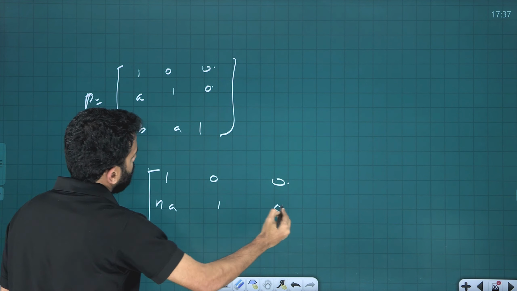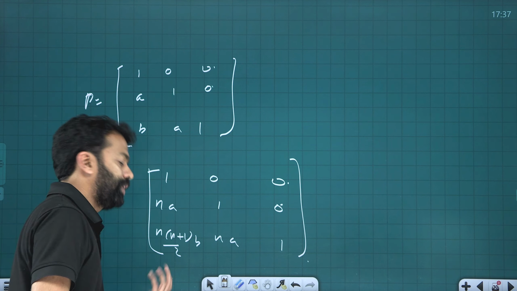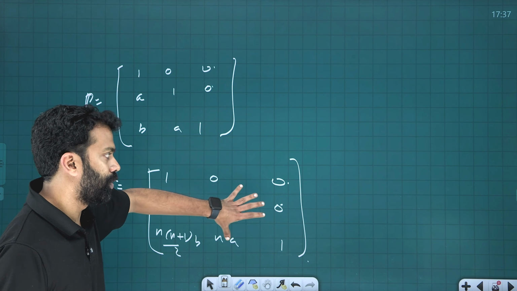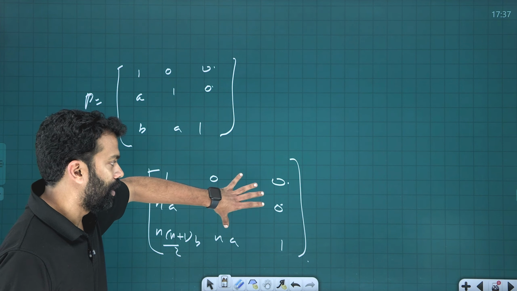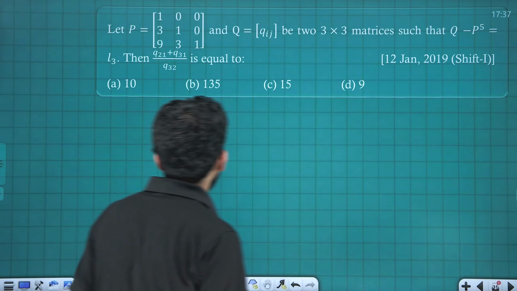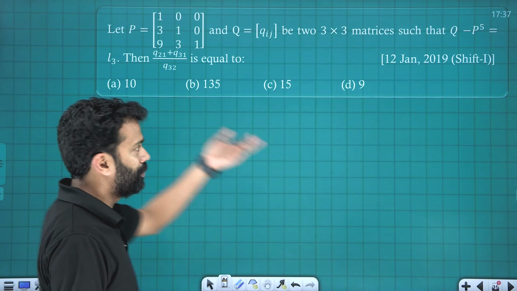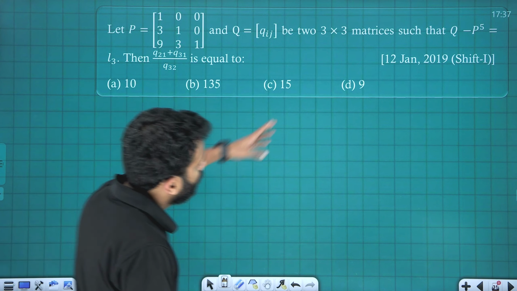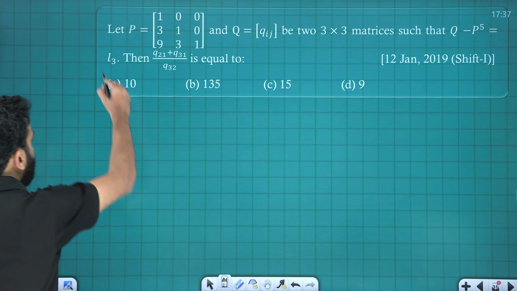Why have I told you this matrix and detailed it? Because nowadays they are asking problems based on the concept of this question. Using the essence of this question, you can easily solve those matrices. This one is exactly similar to the previous question: Q minus P raised to 5 is equal to I3, where P is given and Q is given.